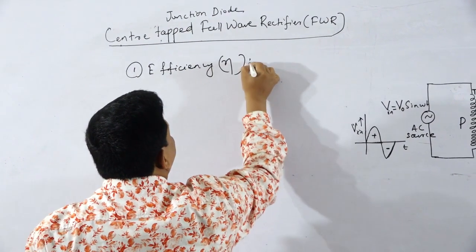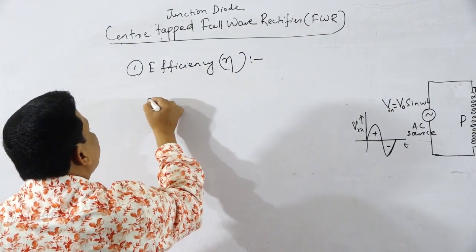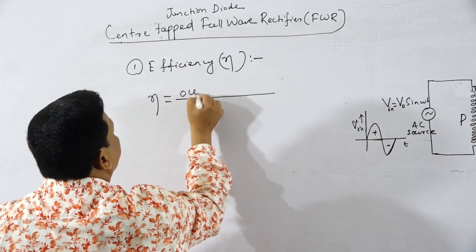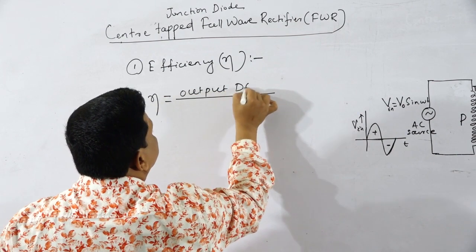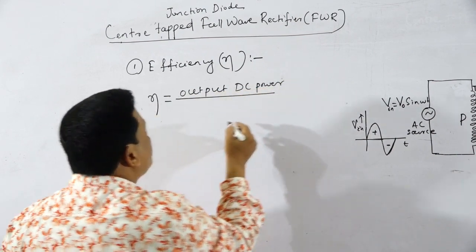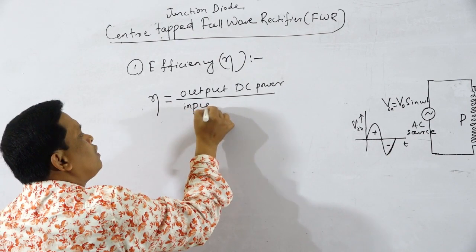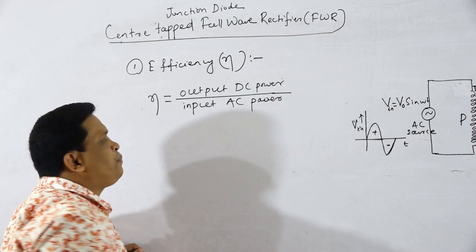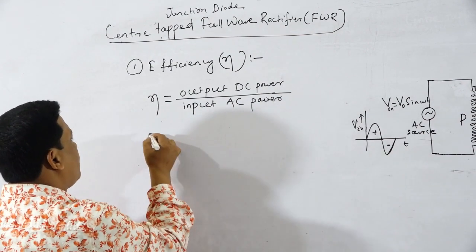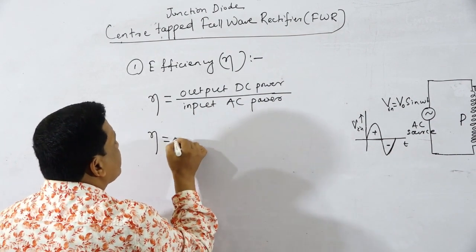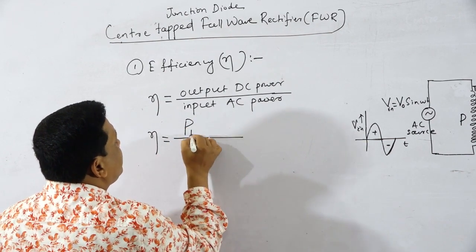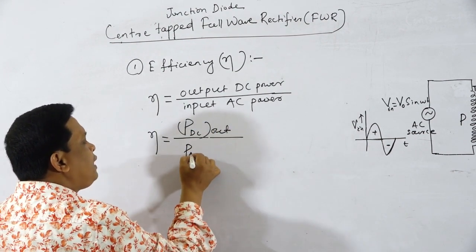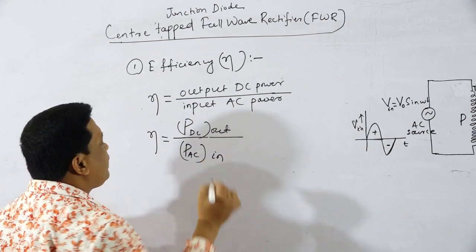Efficiency, eta. As I told you, the efficiency of a rectifier circuit is the ratio between output DC power to input AC power. Output DC power to input AC power. So, eta is written like this: P DC out means output DC power, P AC in means input AC power.